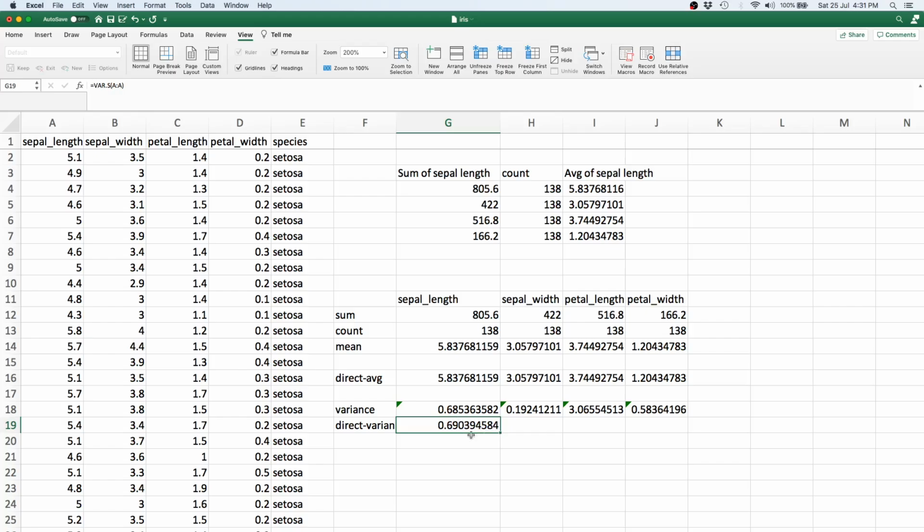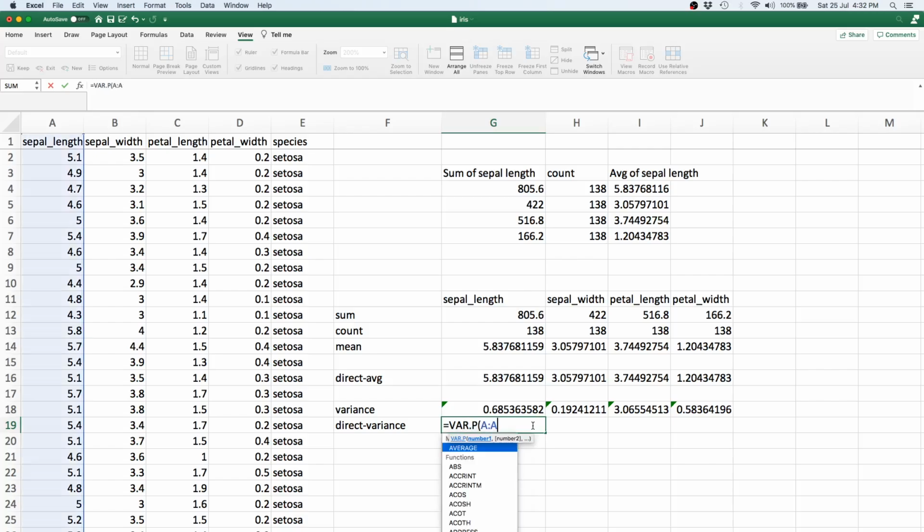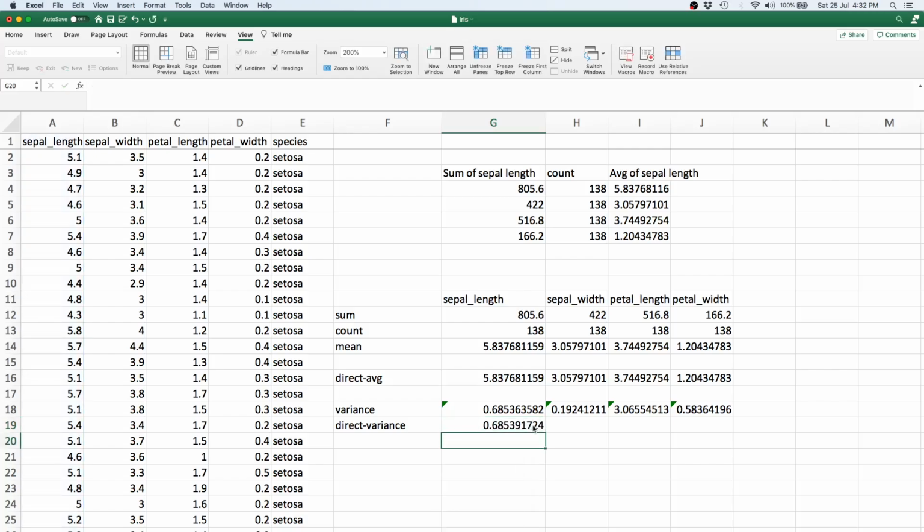Looks like we were a little off, but that's because the formula that we considered could have been the formula for the population variance instead of the sample variance. So let's try and change this and see if we can actually replicate the same thing with the population variance. And yeah, that's a much closer value. And again, I can just scale this up and that gives me the directly computed variances of all columns.